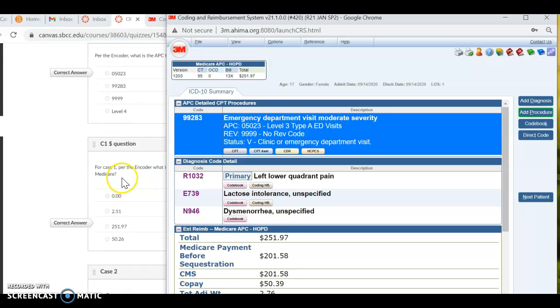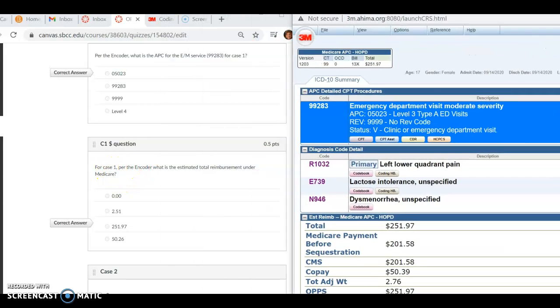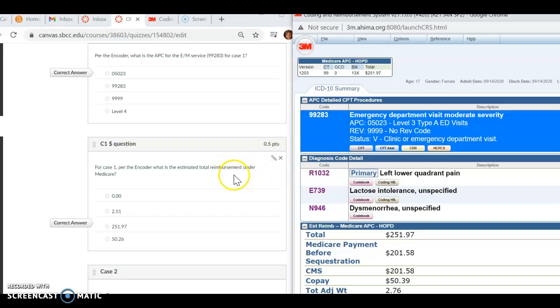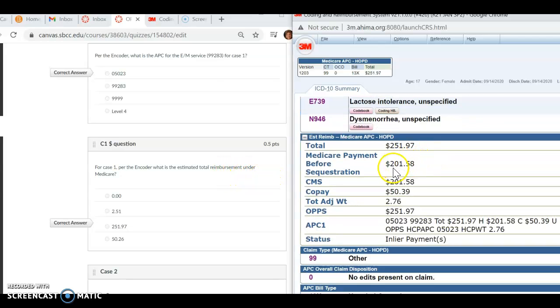All right, so my next question for case 1, for the encoder, what's the estimated total reimbursement under Medicare? So with that, right down here, it's going to be $251.97.